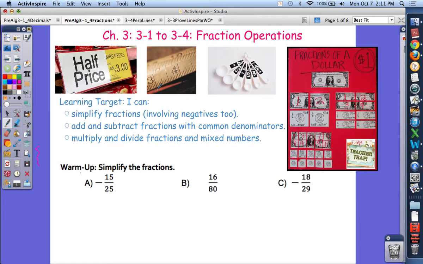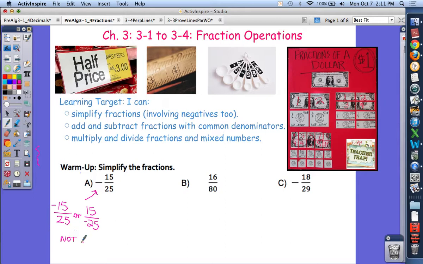Because it's a good thing to reflect on. For the warm-up, I want you to try simplifying these fractions. Remember, when you simplify, you're thinking, what can I divide out of both? So try these 3 problems. And one thing I want to note here, when you have a negative in front of the fraction, that's the same thing as negative 15 over 25. You can push that negative into the numerator, or you can push the negative into the denominator if you want. I prefer to put it in the numerator always just to be consistent.